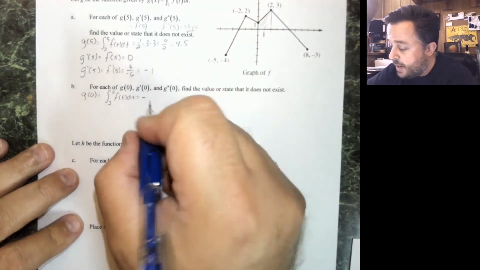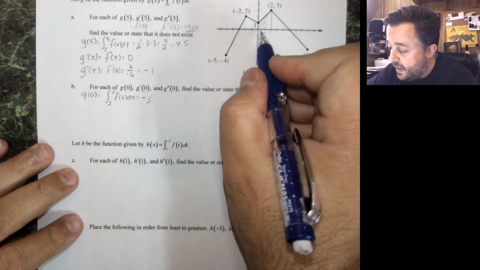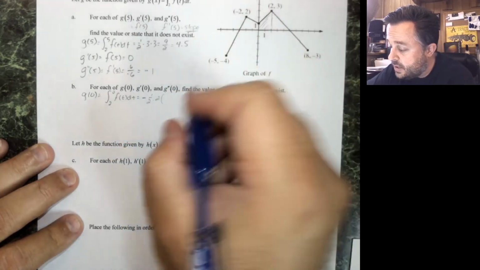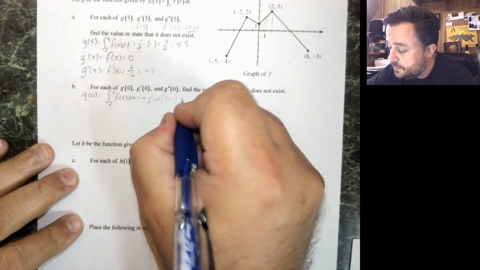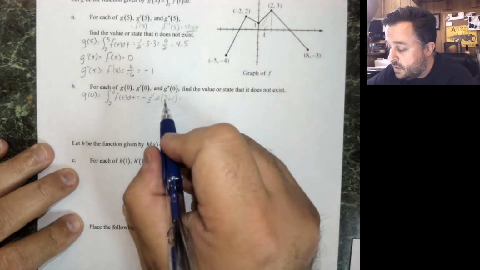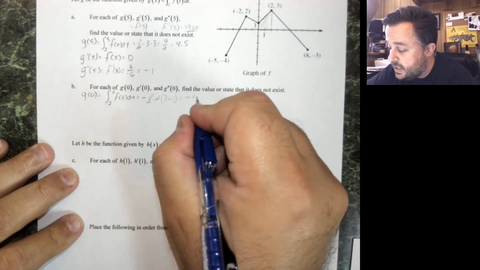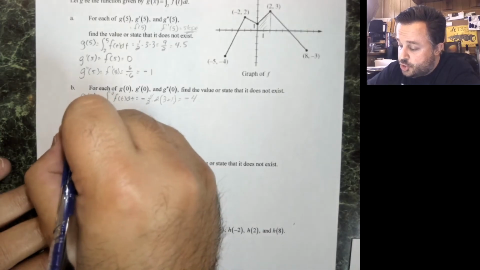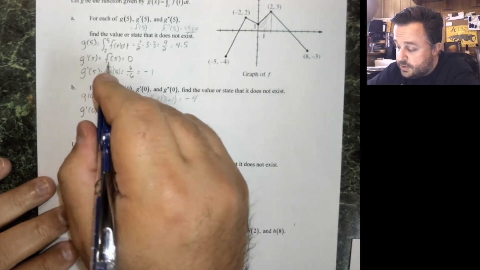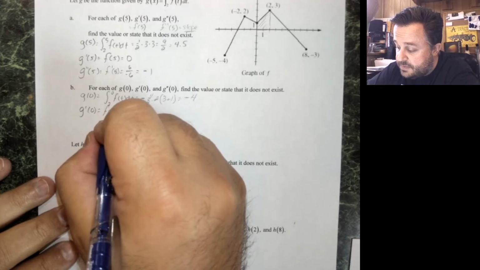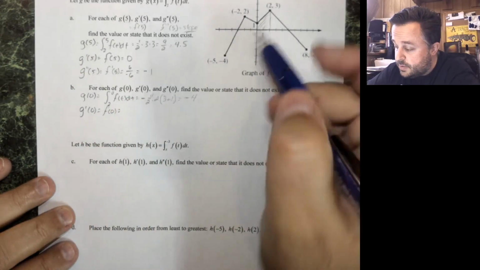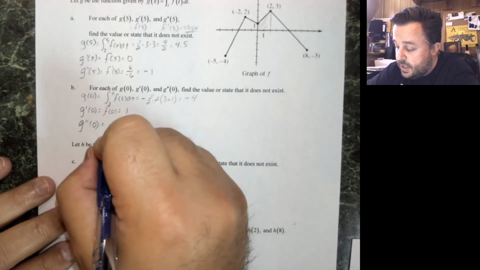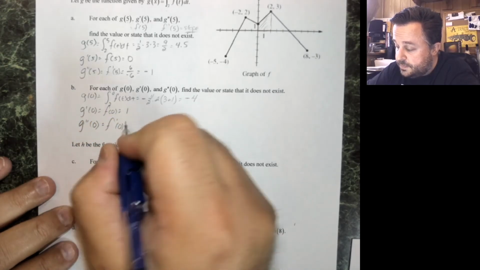And again, this is a trapezoid, so it's going to be 1/2. The height of the trapezoid is 2, and the bases are 3 and 1. So half of 2 is 1, 3 plus 1 is 4, so we get -4 for g of 0. G prime of 0 will be, just like we did up above, the same as f of 0, and f of 0 is 1. And g double prime of 0 is the same as f prime of 0.